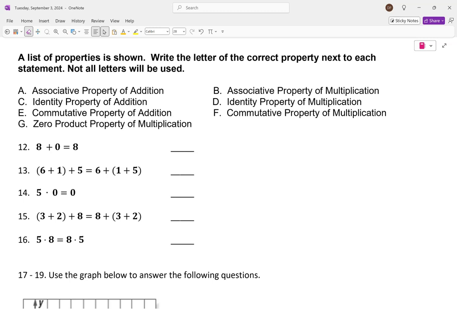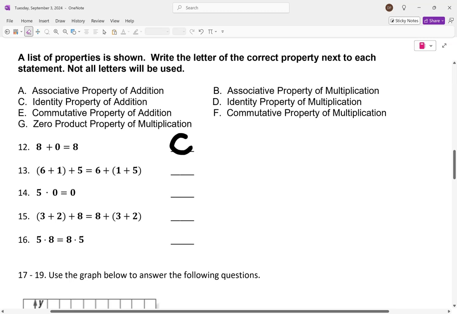So much better. All right, go ahead. Question number 12, since it's 8 plus 0 equals 8, that would be C, identity property of addition. C, identity of addition. Do we agree? I agree. Okay, 13.